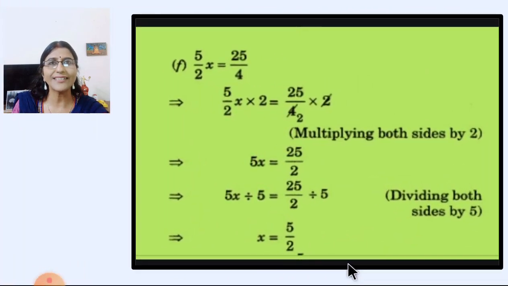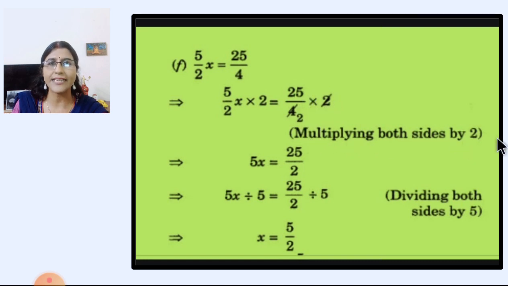Now we will go to the next question, F part. 5 upon 2 x is equal to 35 upon 4. Same method. Here it is divided, so this part we will remove first. For that we have to multiply 5 upon 2 x by 2. So here also we'll do the same thing: 35 upon 4 will be multiplied by 2.